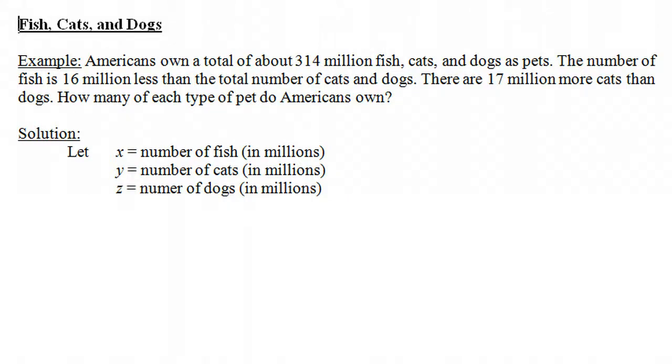In this video, we're going to do an example that involves systems of linear equations that involves fish, cats, and dogs. And the example says Americans own a total of about 314 million fish, cats, and dogs as pets.